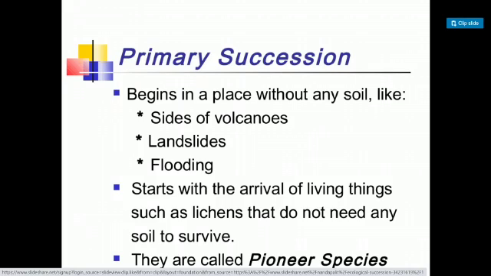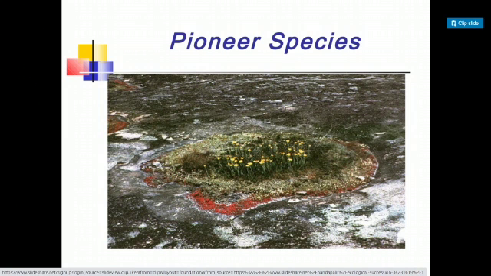It starts with the arrival of new living things, such as lichens, that do not need any soil to survive. You know that lichens and mosses are lower plants, very simple plants, and they do not need soil to survive. They are called pioneer species because they are the foremost for living in these types of areas where no species was ever living before. Here you're watching a type of pioneer species living in an area which was not occupied by any kind of species in the past. So this is an example of primary succession.